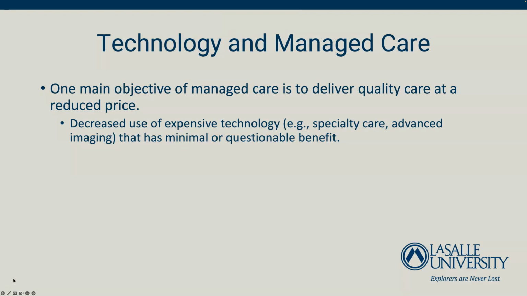So one main objective of managed care is to deliver quality care at a reduced cost. And that may mean the decreased use of expensive technology, say in specialty care, or through advanced imaging that has minimal or questionable benefit. And so in some cases, technology might be cost increasing, but not really quality enhancing. And that kind of is the role of managed care, to manage that balance.